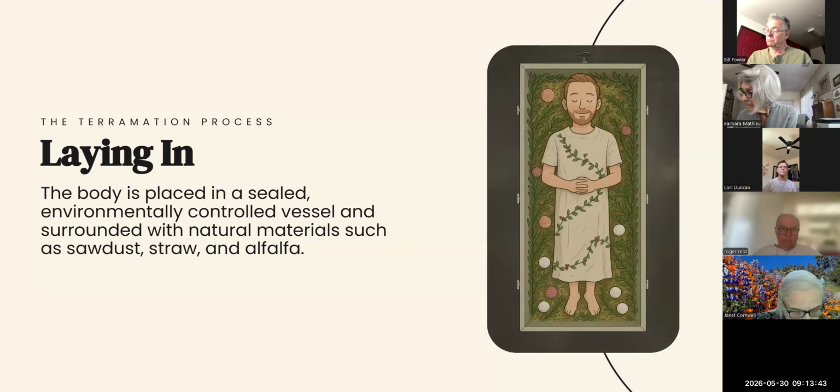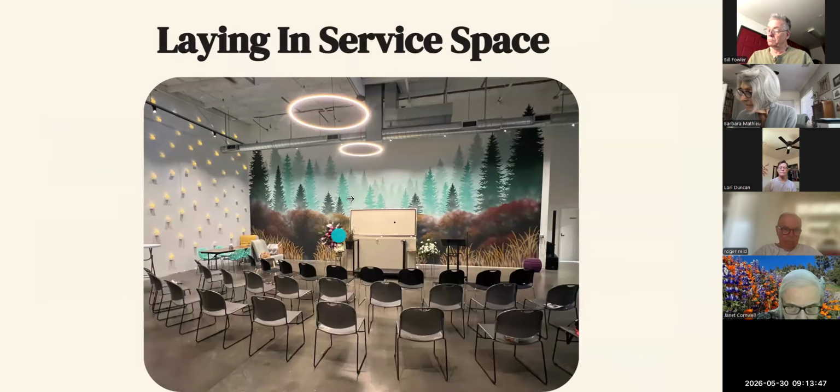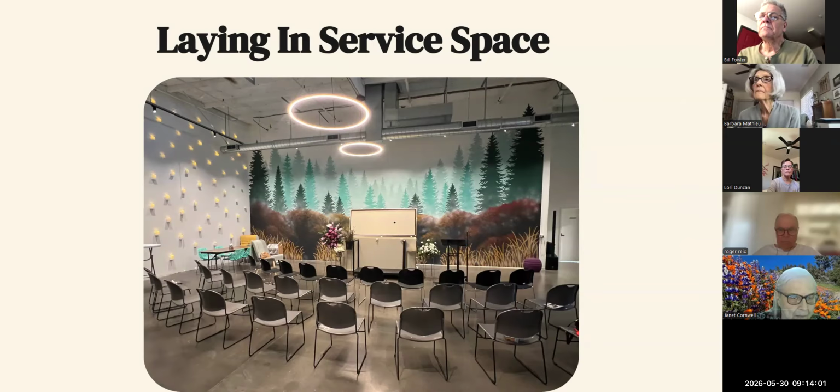So we start with a base layer of those three base organics. And here is a photo of our service space for families that want to join us for that time. And up at the front is one of our Terramation vessels. So we'll start with the three base organics, place them at the bottom of that vessel up at the front, and we usually do that about a quarter way high inside that vessel. Afterwards, we'll then place that person on top of that bed of organics.